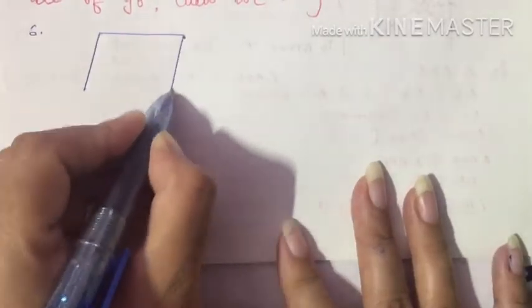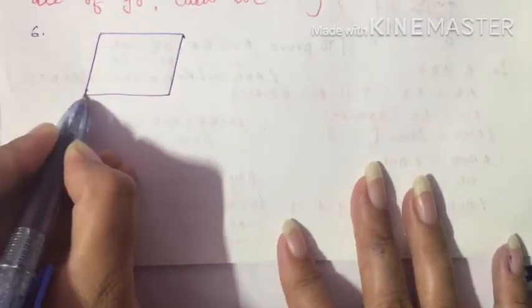Dear students, we have discussed 5 questions of exercise 8.1 in the previous video. Today we are supposed to start with question number 6. Let us begin. Question number 6 says diagonal of a parallelogram, that is ABCD. We have a parallelogram AB and CD. Parallelogram is a quadrilateral having opposite sides parallel.